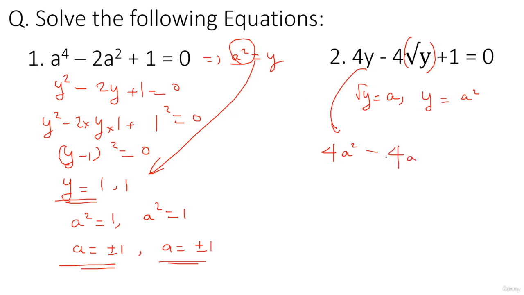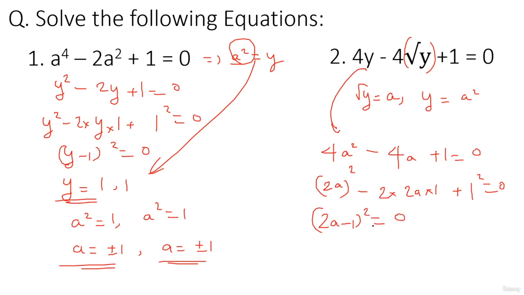So in place of y, you substitute a square, and in place of root y, you substitute a. So 4a square minus 4a plus 1 is 0. This is as good as a square minus 2ab plus b square. Whose expansion is this? A minus b the whole square. If you look at it carefully, 2a minus 1 is equal to 0, twice. That means a is equal to half and half.